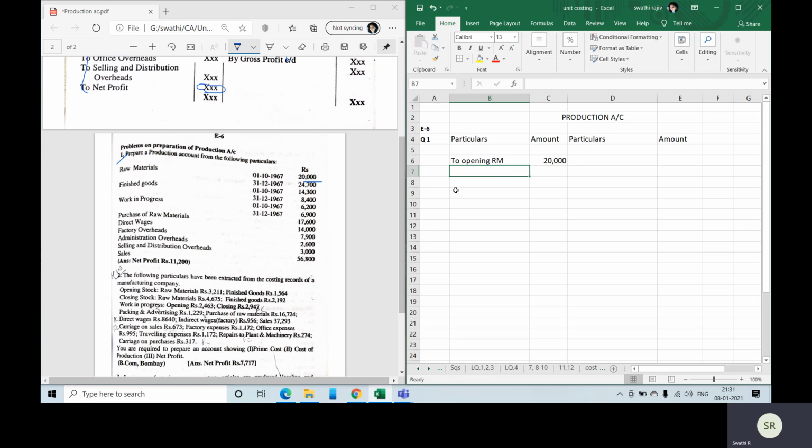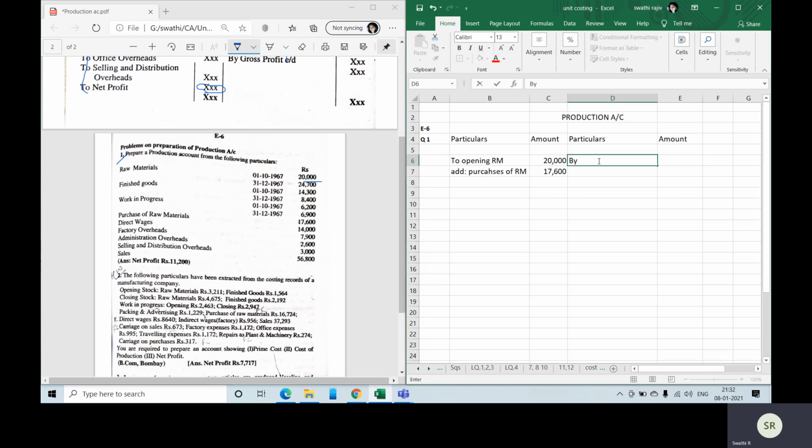So if you remember material consumed, it's opening stock plus you will add purchases of raw materials. If you have made any purchases of raw materials, when you check the question, we have purchase of raw material as 17,600, and then deduct closing stock of raw materials. So instead of out here, it's a deducting, it's not a statement. So what we can actually do is we can always take closing stock to our credit side.